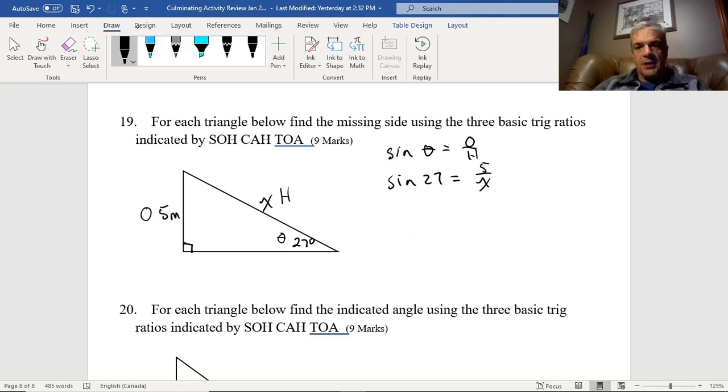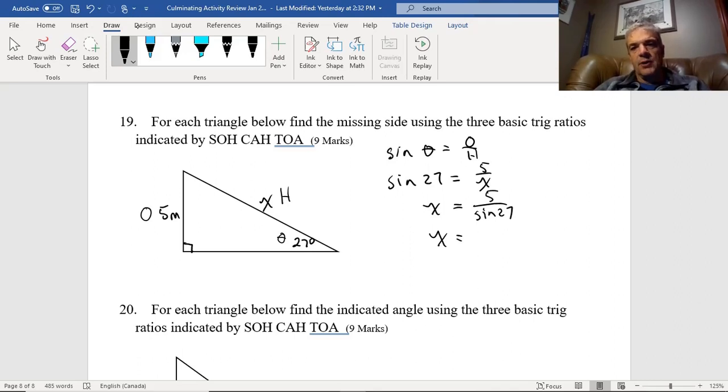And there was a trick that I showed students: if you have X on the bottom, you can simply switch it with what's over here. So it's a sort of a trick game. So X really equals 5 over sine 27. And now I need to run to my calculator, type in 5 divided by sine 27, and I can get my answer.